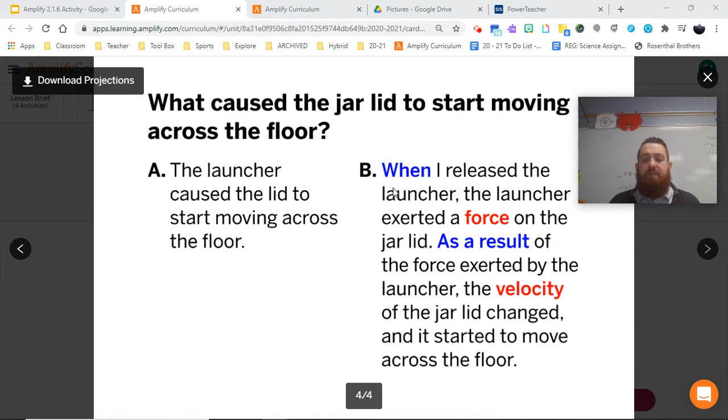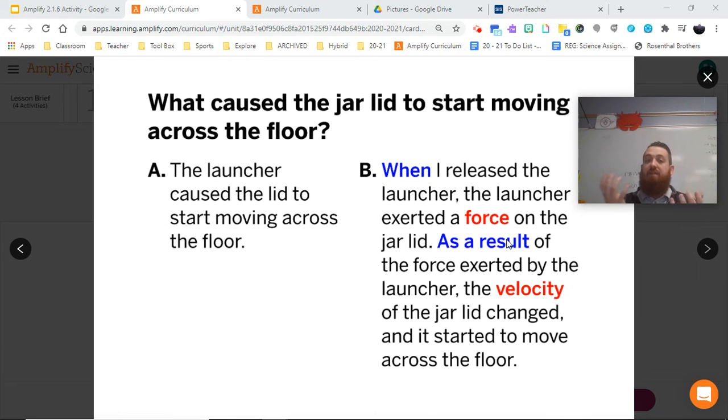When I release the launcher, this "when" gives us the cause. The launcher exerted a force on the jar lid. Notice I'm pulling in two important vocabulary words, exerted and a force. So it applied this force to the jar lid. As a result, now we're looking at the effect. So the "when" was the cause, the "as a result" was the effect. As a result of the force exerted by the launcher, the velocity of the jar lid changed and it started moving across the floor. So we have the "when" and the "as a result." That's your cause and effect.